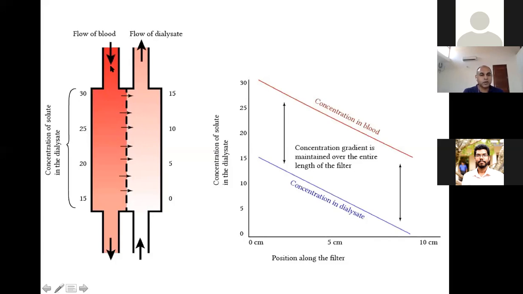Whereas in blood, the concentration is highest at the top and lowest at the bottom. So at every point along the way, there is a concentration gradient which is maintained, allowing the solutes to be transferred from blood to the dialysate. This is the whole idea of using the counter current mechanism in dialysis.